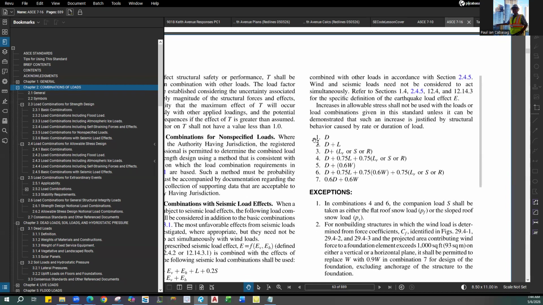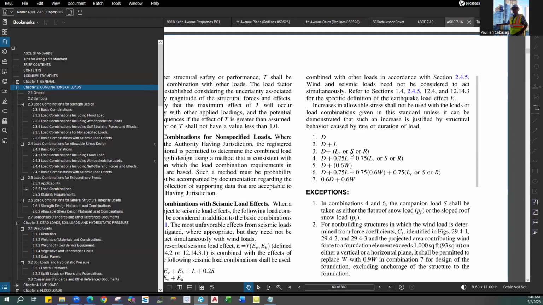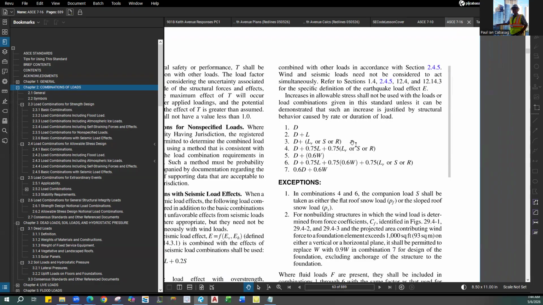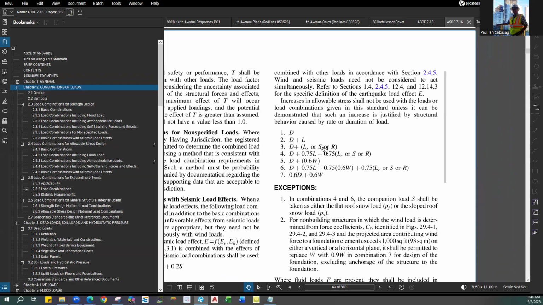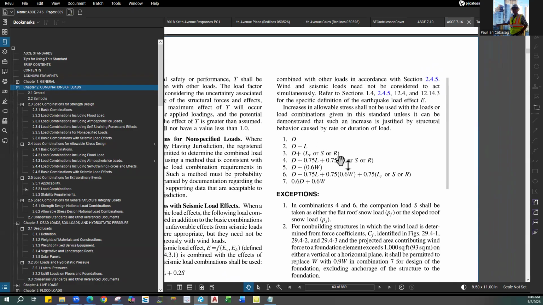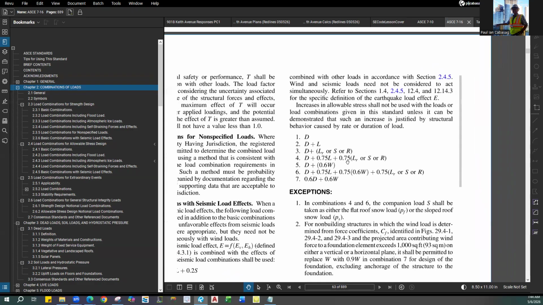So when we're talking about other loads, this is probably 99% of the time, but oftentimes you have other loads involved as well. You have the roof load, this LR load. You have this snow load, which is this S load. You have this rain load, the R load.